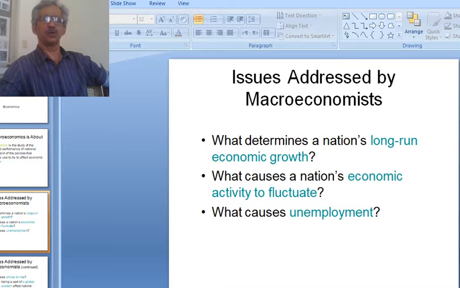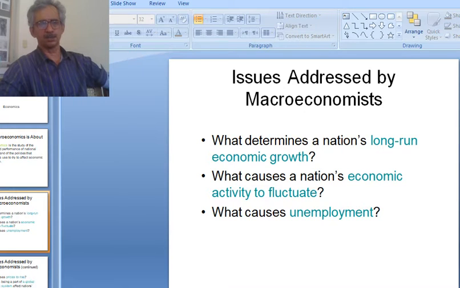What are the major issues addressed by macroeconomists? What do they discuss? The macroeconomists discuss the nation's long-run economic growth, the economic growth for longer time periods. Usually we use the term long-run for more than a year, and short-run growth means growth which is less than a year. Economic growth means output level of the country.